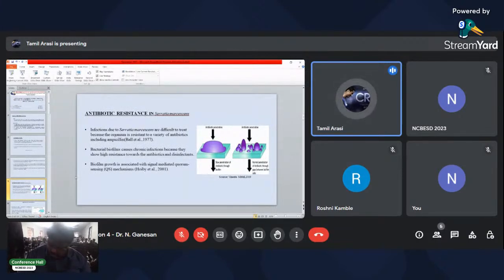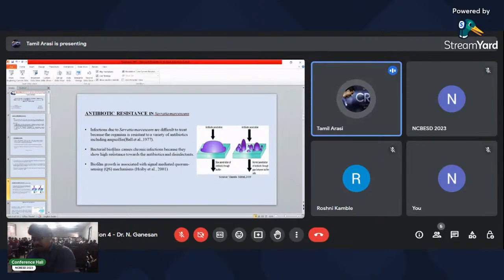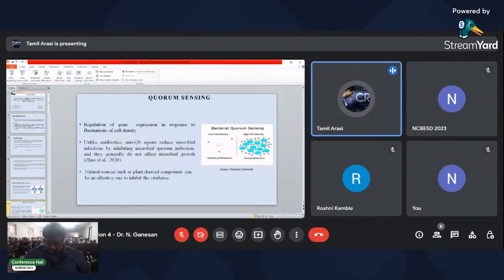Here, because of this biofilm formation, antibiotics are not able to act. And if we disperse this biofilm, antibiotics will be able to go through and then they can heal. This is the biofilm formation's role in antibiotic resistance. And I'll tell you about quorum sensing. This biofilm formation is happening because of quorum sensing. Quorum sensing is nothing but cell to cell communication.